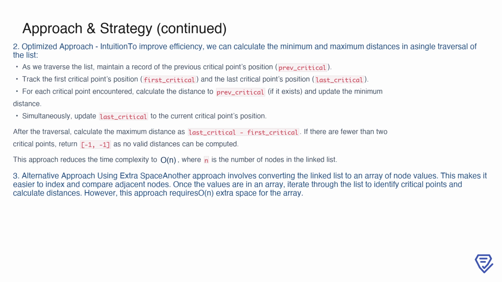Each time we encounter a critical point, we calculate the distance to the previous critical point and update the minimum distance if necessary. At the same time, we keep updating the position of the last critical point to the current critical point's position. Once the traversal is complete, the maximum distance is simply the difference between the positions of the first and last critical points. If the list has fewer than 2 critical points, we return -1, -1, since valid distances cannot be computed. This approach is much more efficient, reducing the time complexity to O(n), as we only traverse the list once.